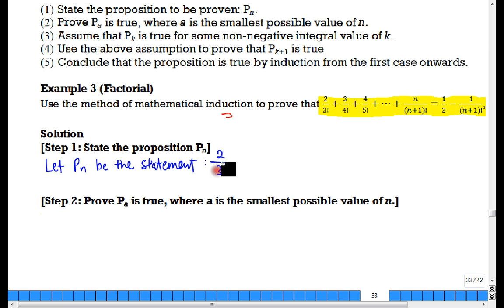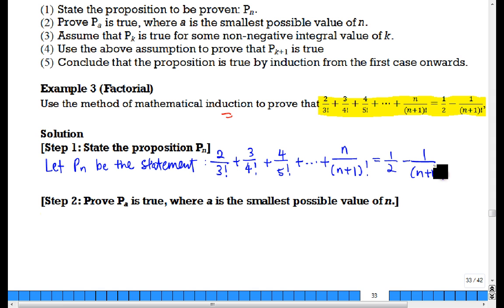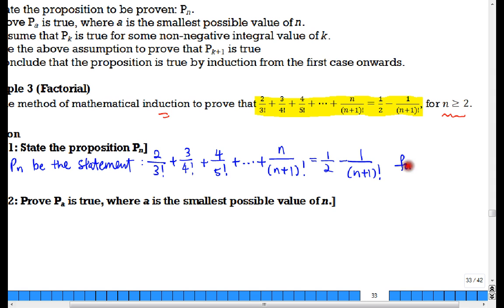2 over 3 factorial plus 3 over 4 factorial plus 4 over 5 factorial plus dot dot dot. 3 dots, not 4 dots, not 2 dots, must be 3 dots. Equals half minus 1 over, just copy, okay, n plus 1 factorial, for n greater than or equal to 2. It's just the definition of the statement.